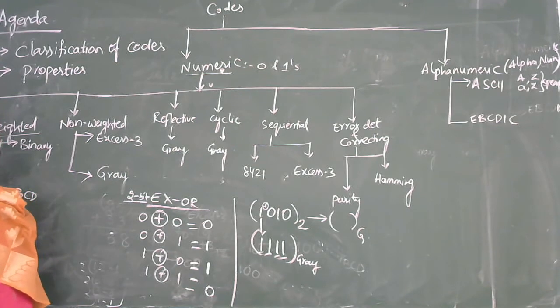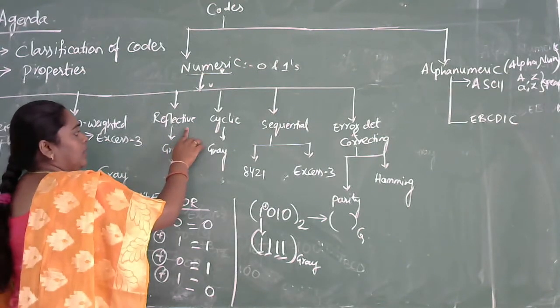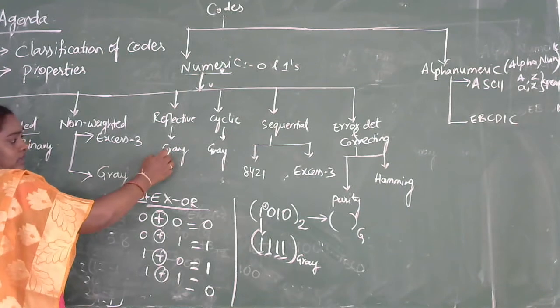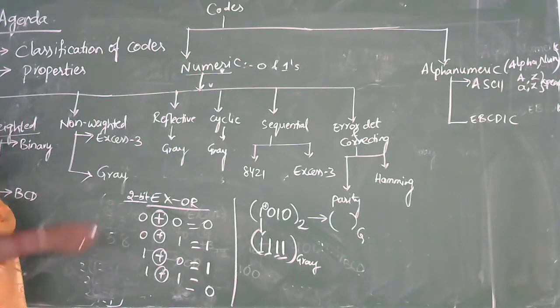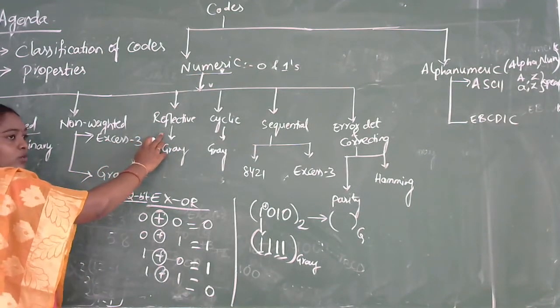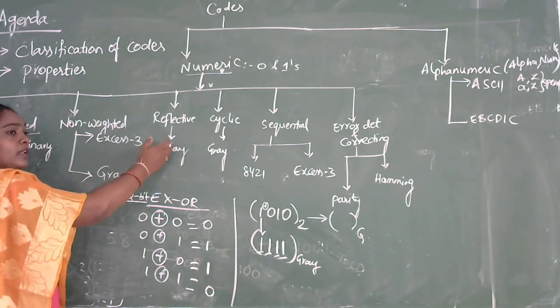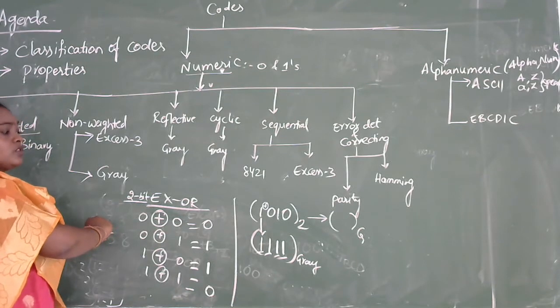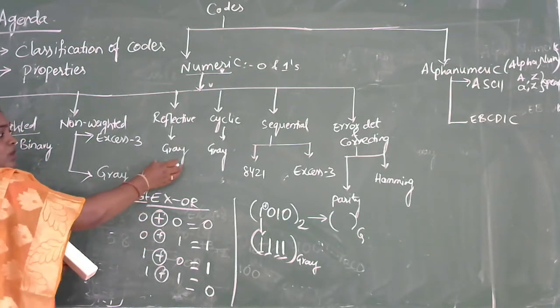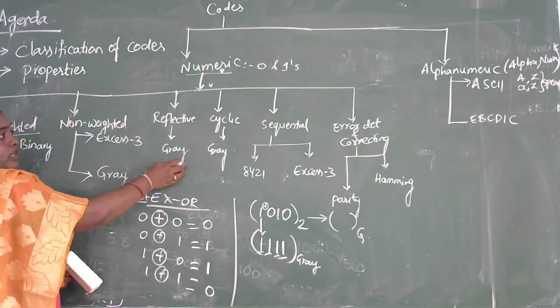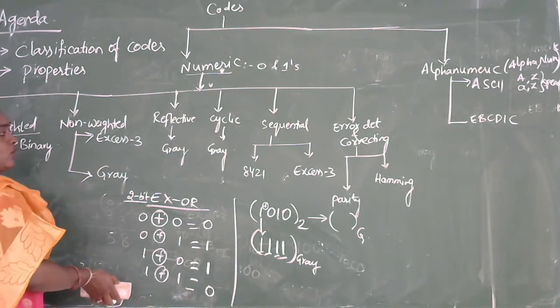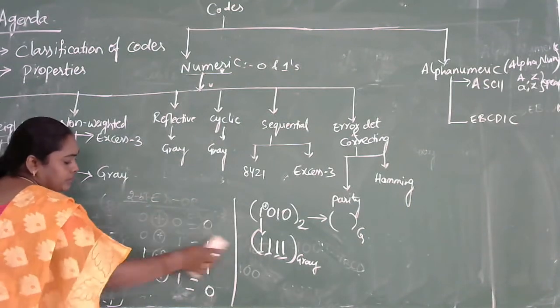Coming to the next type of code, which is the reflective code. The example for the reflective code is the gray code. Before going to the gray code, first we should know the meaning of reflective. A mirror image of the given number is called a reflective code. Now let us see why only the gray code is called a reflective code, and why we are not calling the XS3 code a reflective code.